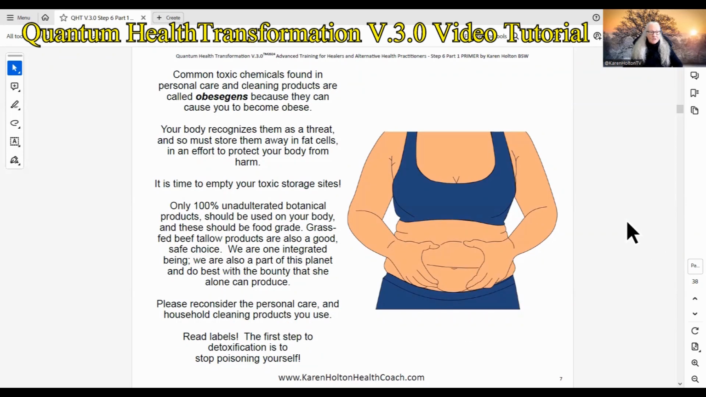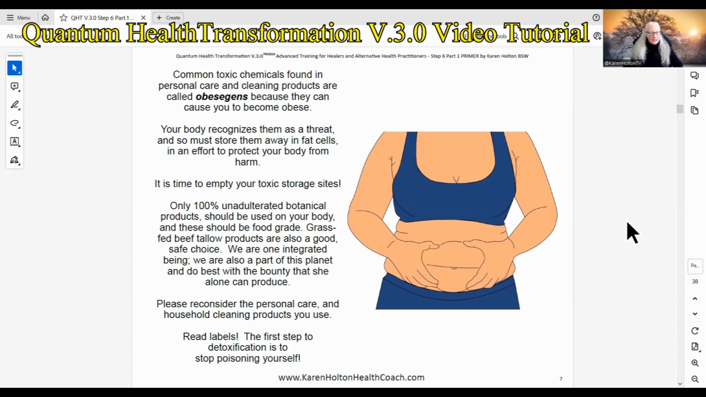Common toxic chemicals found in personal care and cleaning products are called obesogens because they can cause you to become obese. Your body recognizes them as a threat and so must store them away in fat cells in an effort to protect your body from harm. It is time to empty your toxic storage sites. Only 100% unadulterated botanical products should be used on your body, and these should be food grade. Grass-fed beef tallow products are also a good, safe choice.